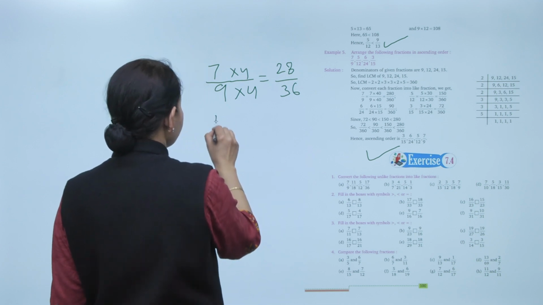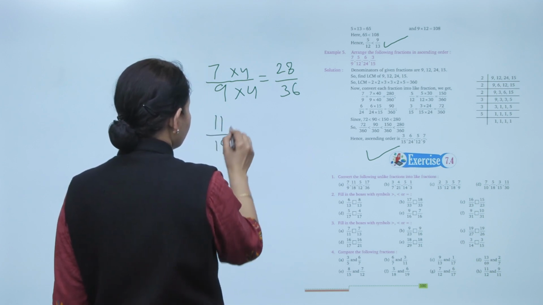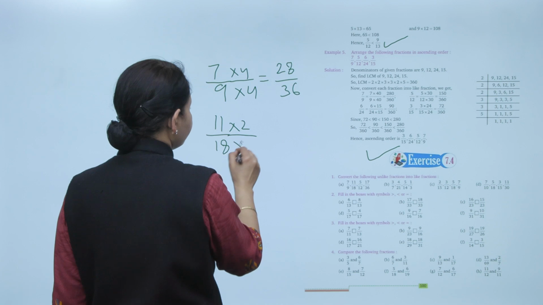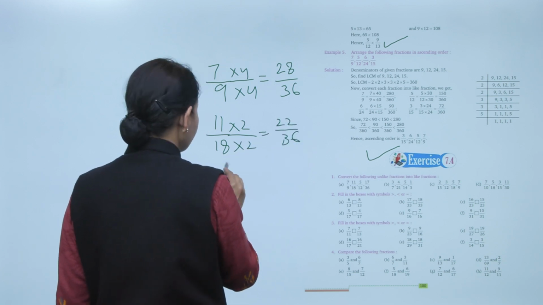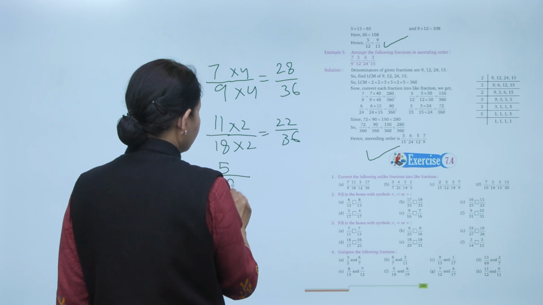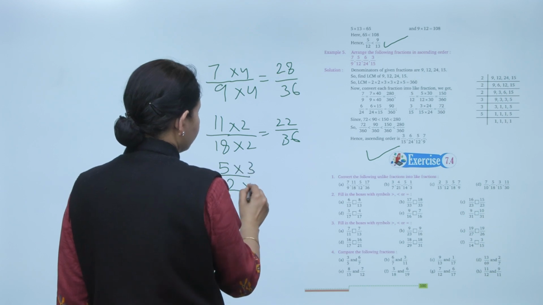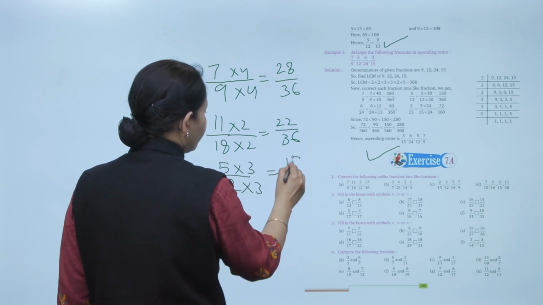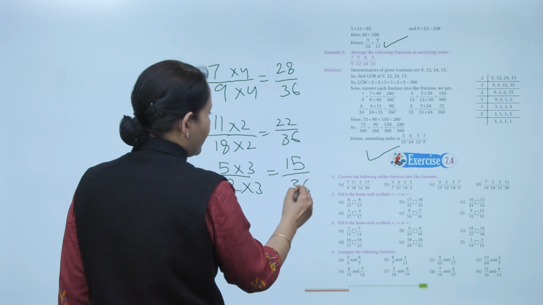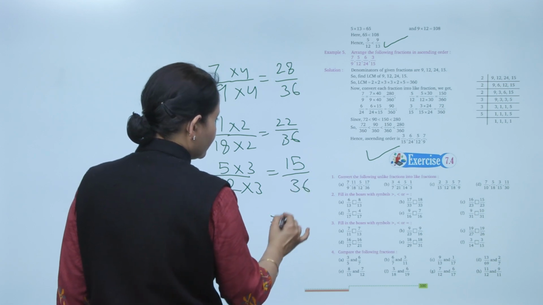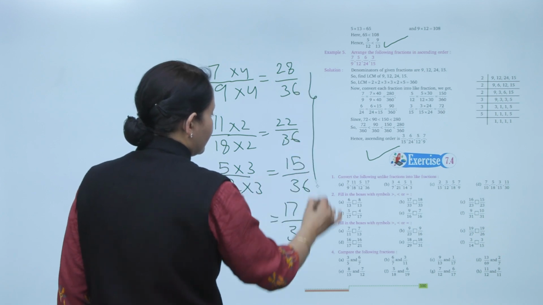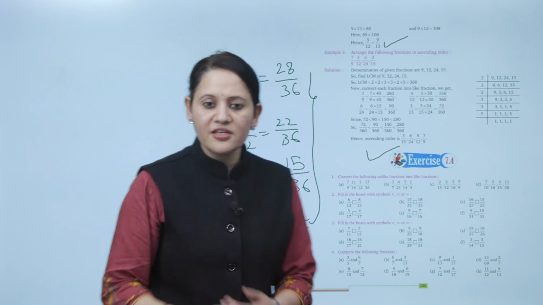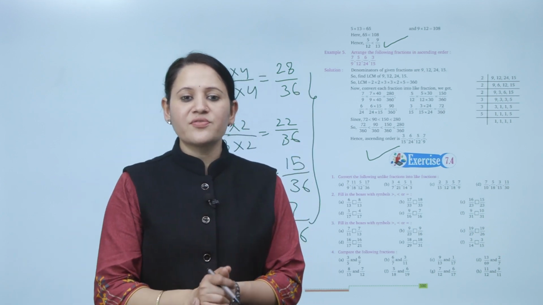Next fraction, 2 आ जाएगा, 22 upon 36. Third is 15 upon 36, and fourth one is already having denominator 36. So all these are like fractions. Clear? So you have to practice all the questions of this exercise.